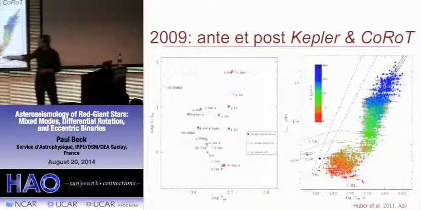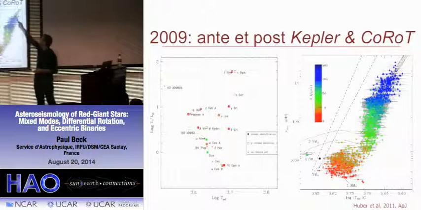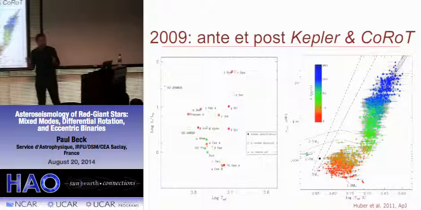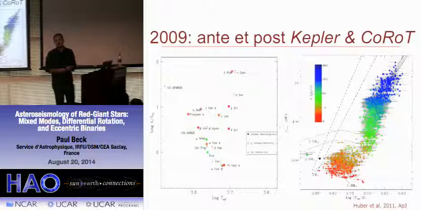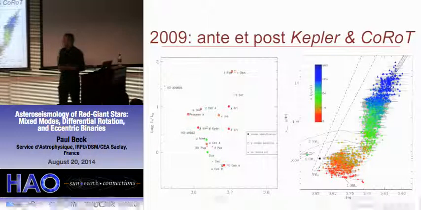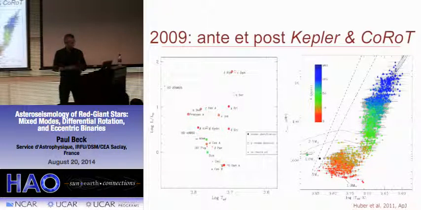And you see main sequence stars, subgiants, and red giants. We find that basically every star is oscillating, which is very good. So we have a lot of work to do for the next couple of generations. How does it look?